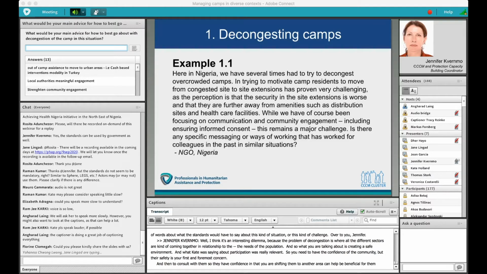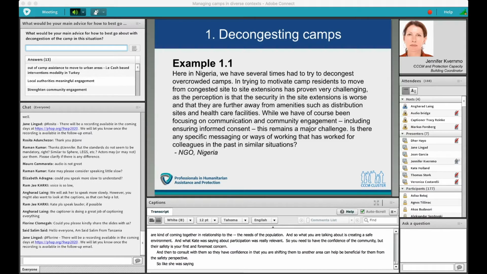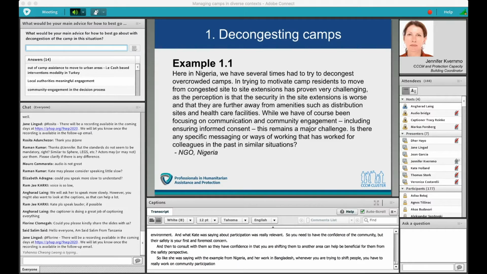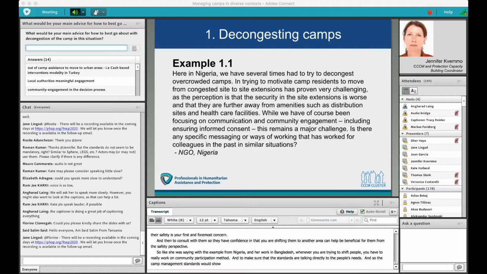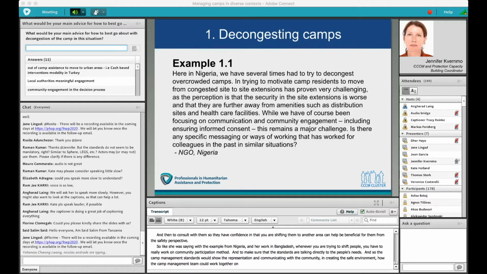So like she was saying with the example from Nigeria and her work in Bangladesh, whenever you're trying to shift people, you have to really work on a community participation method and make sure that the standards are talking directly to the people's needs. And so the camp management standards would show, from the representation and the communicating with the community to creating a safe environment, how the camp management team could work together on those social issues that are butting up against the safety issues and the technical issues of the site planning, which is too dense.